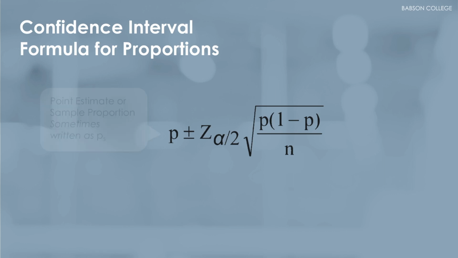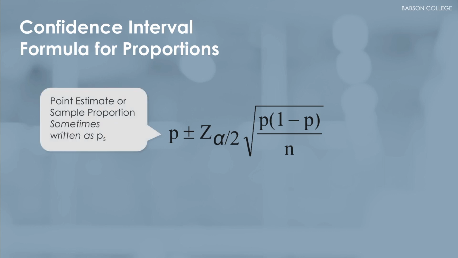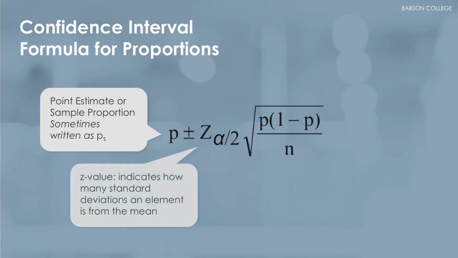We first start out with a point estimate for this interval, which is the sample proportion written as p, as I mentioned, and sometimes it's written as p sub s. It should make sense that our sample proportion is our best estimate for the population proportion, which is usually written as pi. Our next key input is a z-value.